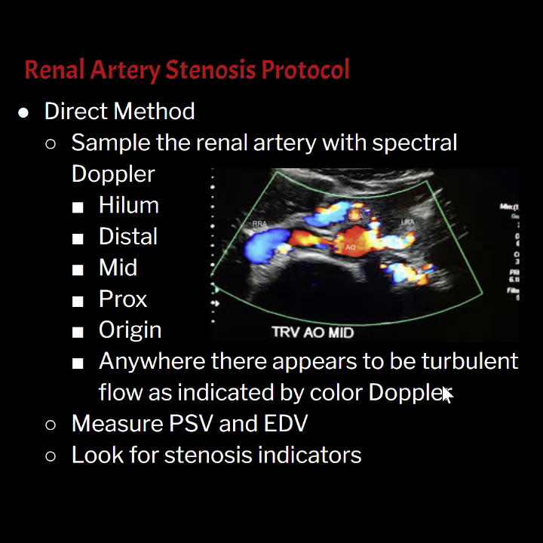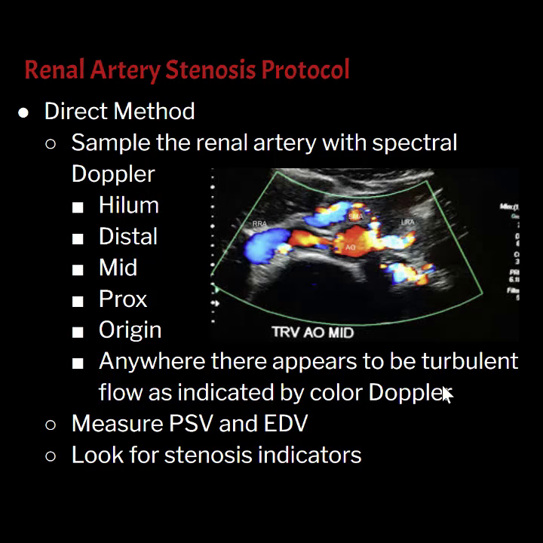So to perform the direct method, you will want again to use spectral Doppler and color Doppler to take samples along the length of the renal artery. You'll typically take about 5 pictures along the length, one at the hilum, where the renal artery enters into the kidney, distal, mid, proximal, and origin of the renal artery should also be assessed. The origin is where the renal artery leaves the aorta.